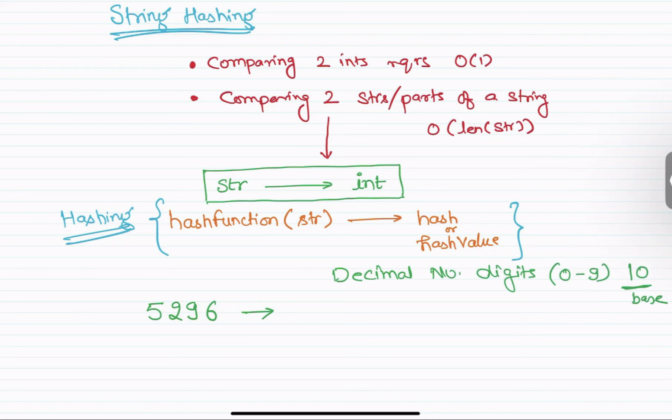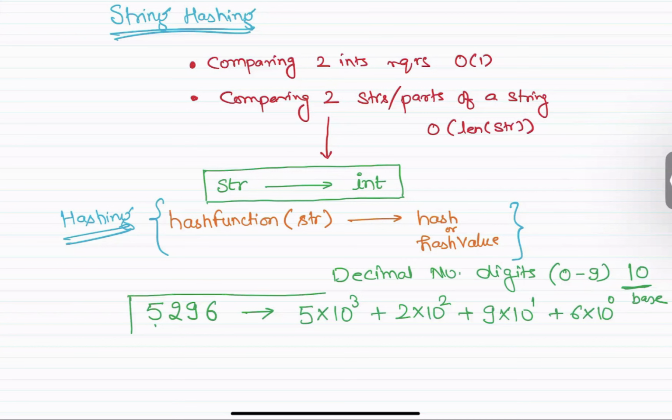So this number can be written as 5 into 10 to the power 3, plus 2 into 10 to the power 2, plus 9 into 10 to the power 1, plus 6 into 10 to the power 0. This is the basis of how we construct a number in the decimal number system.